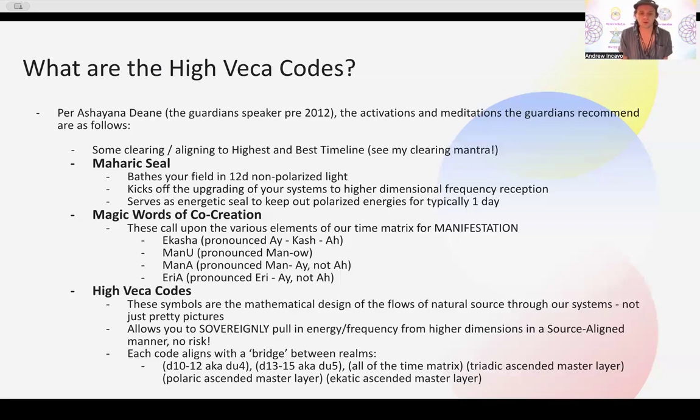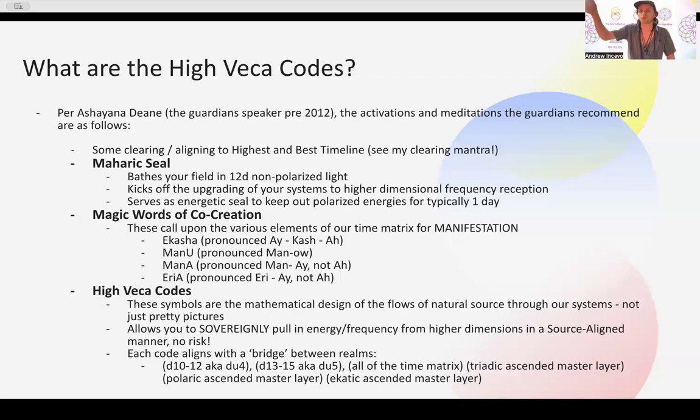So these Hi-Veca codes allow you to sovereignly pull energy and frequency from higher dimensions in a source-aligned manner. There is no risk with these codes. This is not something that can backfire. We are looking at the bridge. This is a mathematical representation, a 2D representation of the bridge itself.